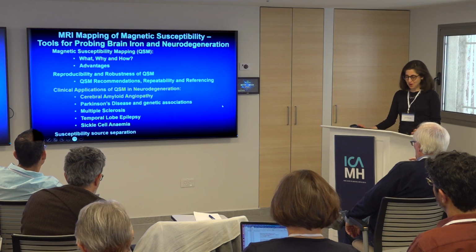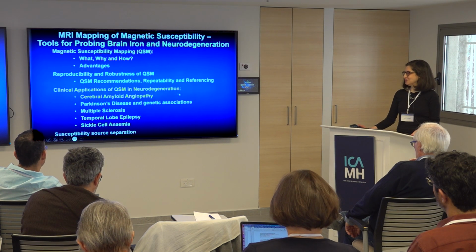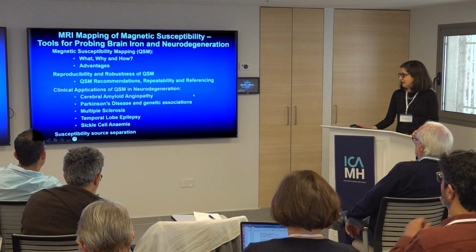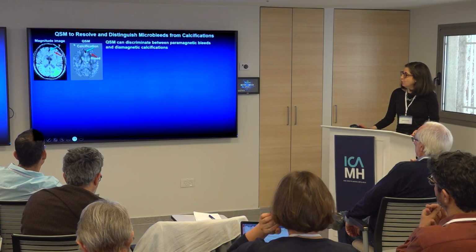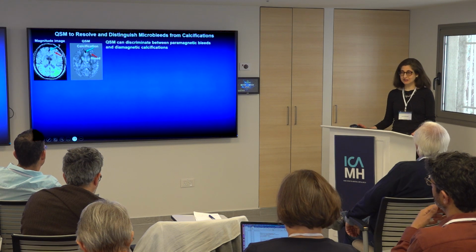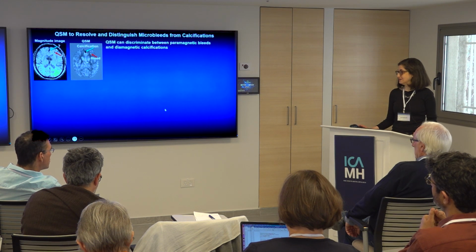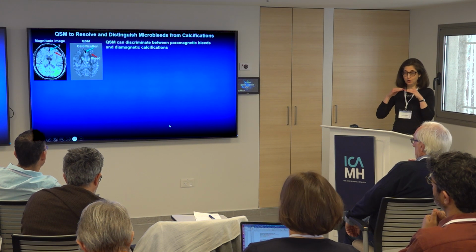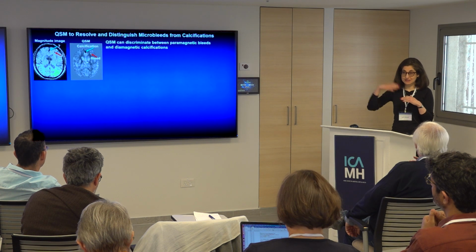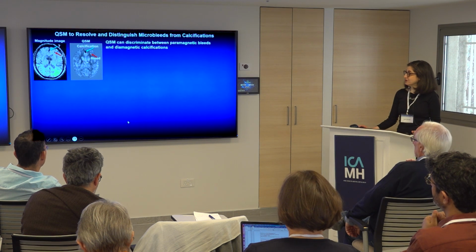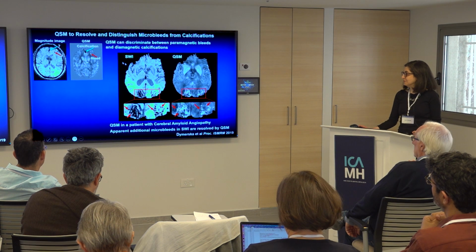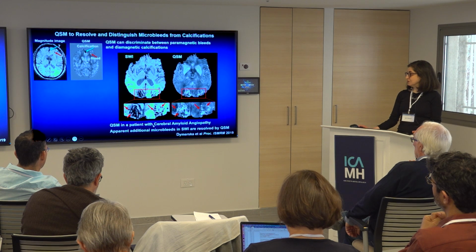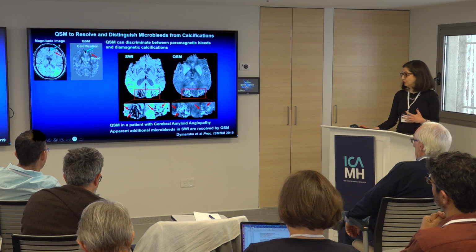All right, so moving on to the clinical applications of QSM in neurodegeneration. I'm going to start off by talking a little bit about cerebral amyloid angiopathy. So one of the good things about QSM is that, unlike just phase images or SWIs, it can actually resolve or tell you the difference between positive susceptibilities and negative susceptibilities. So we can, for example, distinguish a calcification from a bleed on the basis of their susceptibility, their appearance in the susceptibility map.